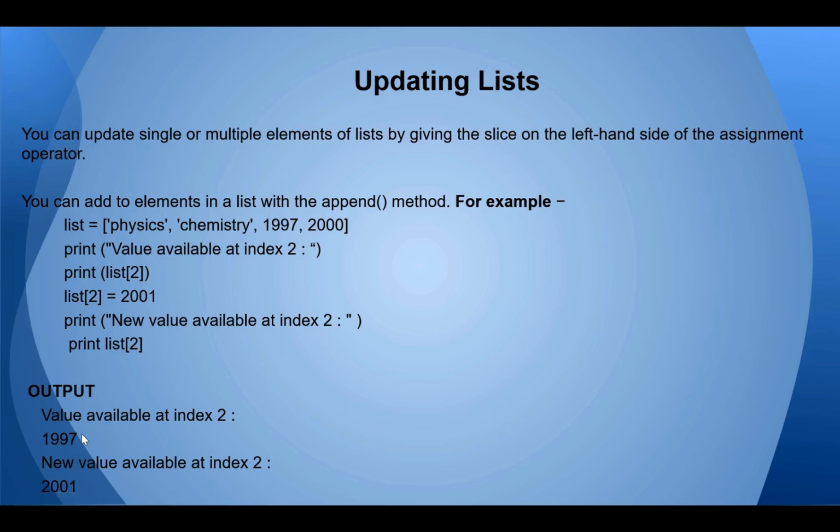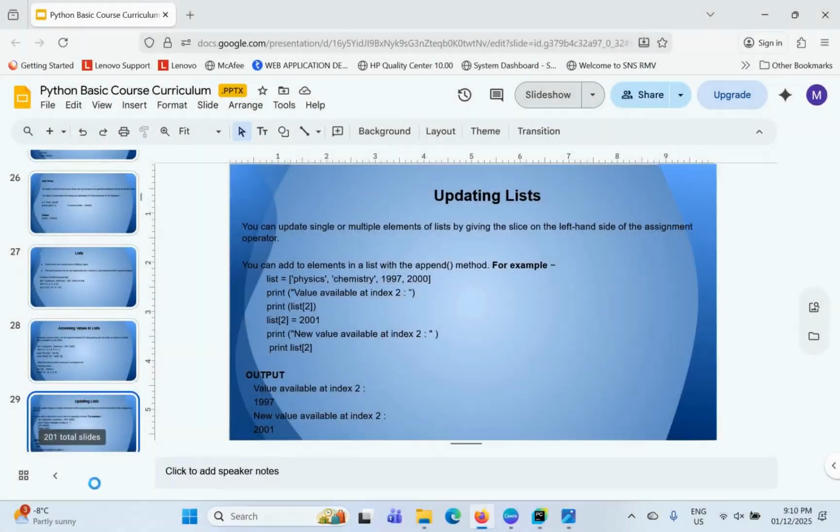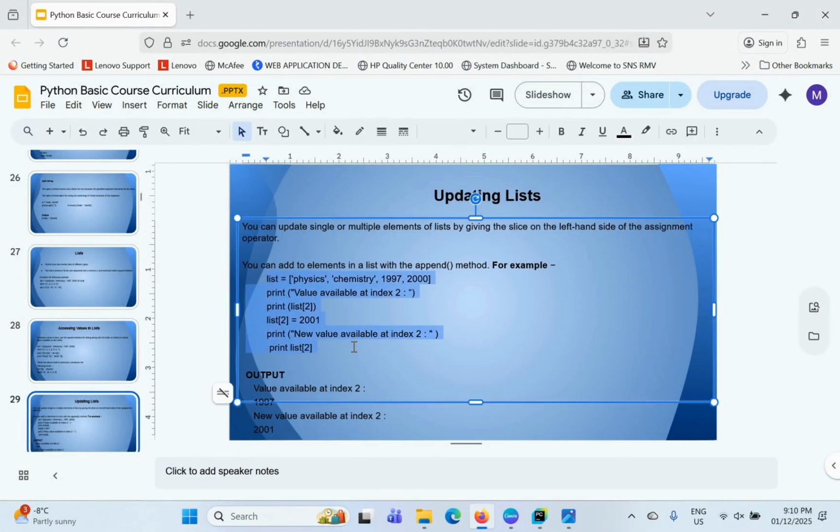Okay. Now I want to change the value of this index number 2 to 2001. So directly I will write list 2 equals 2001. Okay, and then I will print. So you can see I am getting the new value available at index number 2 is 2001, right? So in this way you can change the values. So this is how you update the value that is already present, that means the existing value if you want to change it.